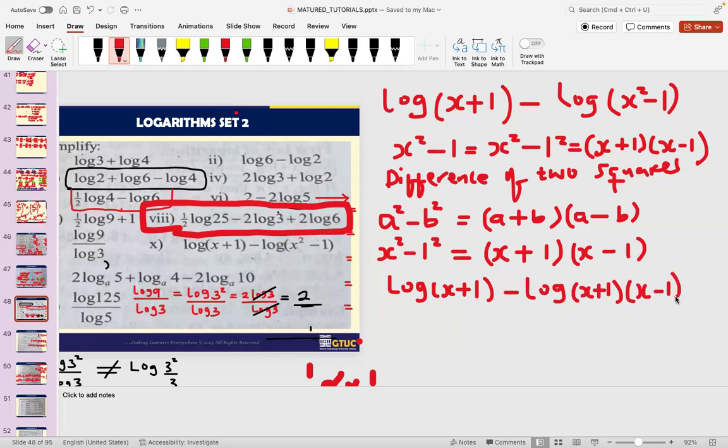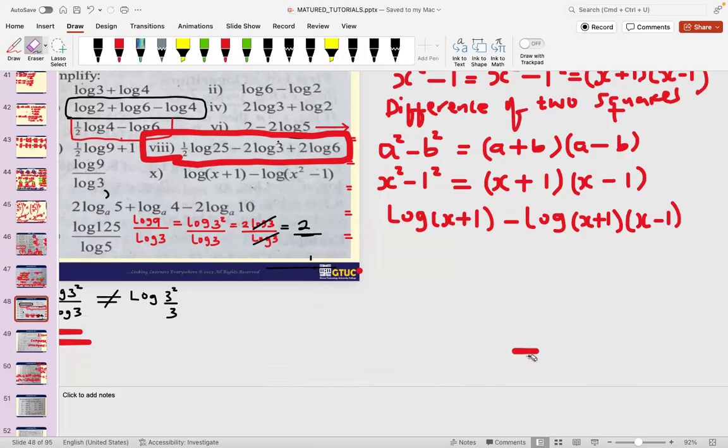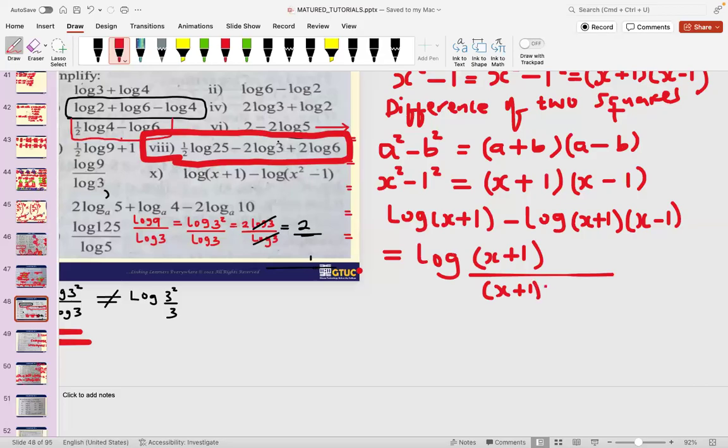And then I'll remember the second law of logs. The second law says that when you have a minus sign, it means that this first one will be on top, the second one will be below. So we'll have this as log x plus 1. Because of the minus, it becomes all divided by x plus 1, x minus 1.